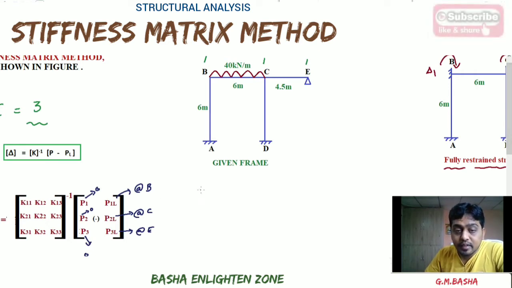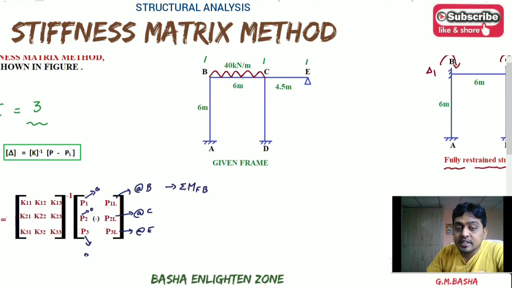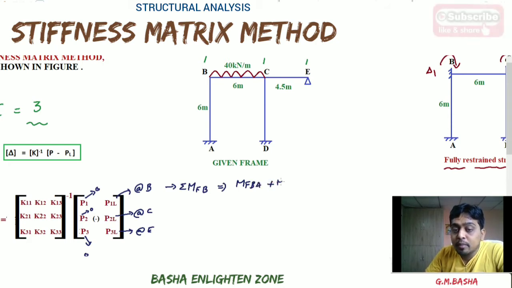So at B, the sum of the fixed moments at particular joint B will be equal to fixed moment BA plus fixed moment BC. So what about fixed moment BA here? Fixed moment BA will be equal to 0 because of the no loading conditions. Similarly, fixed moment BC will be equal to minus 120 kilonewton meter. So finally, if you simplify, you will get 120 kilonewton meter.